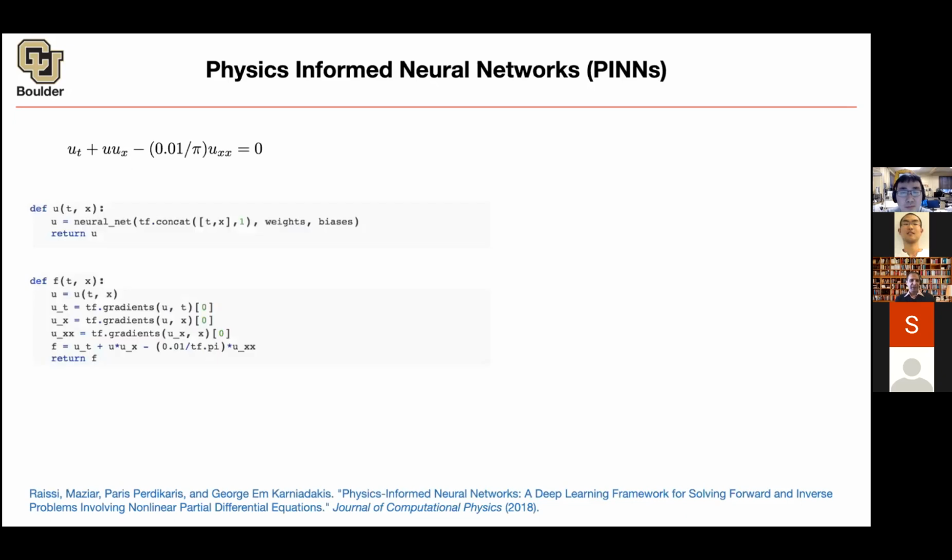Let's say that's your physics. We are going to go ahead and approximate the function that takes time and x as input and outputs u by a neural network. We are going to take the derivatives. We're going to create the residual. And then we are going to write down our Burgers' equation. We're going to return it.